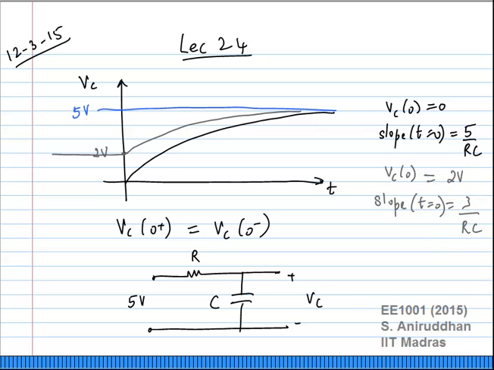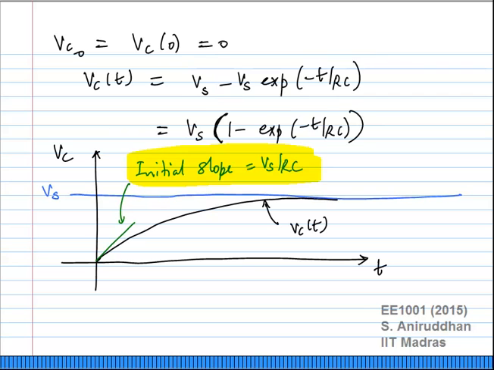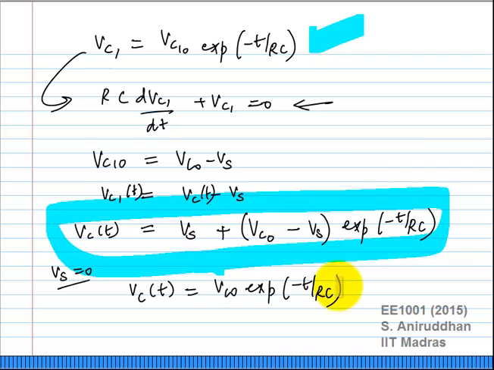This is 3 by RC. It is Vs minus VC of 0 by RC. You can go back and plug it into this equation if you want. Okay, you will get the same thing. Go back and plug it into this equation, figure out the initial slope and you should get this.